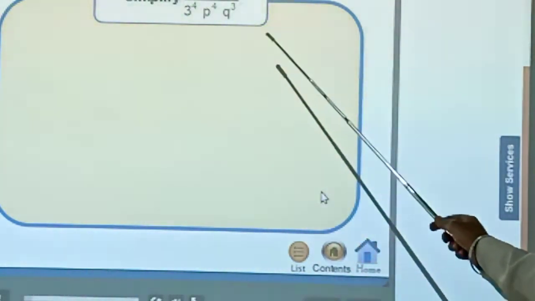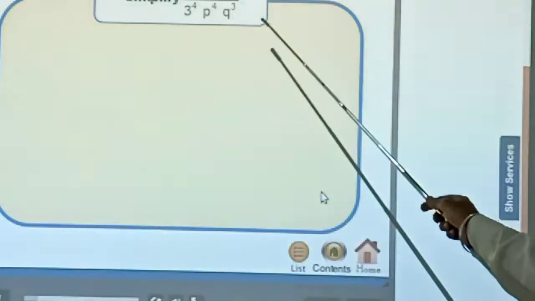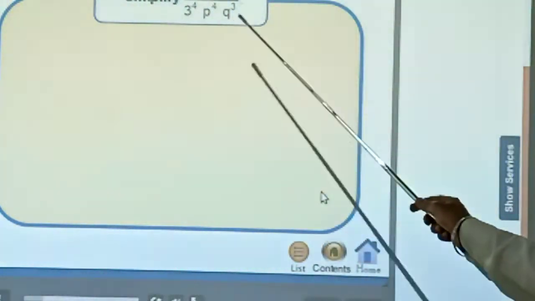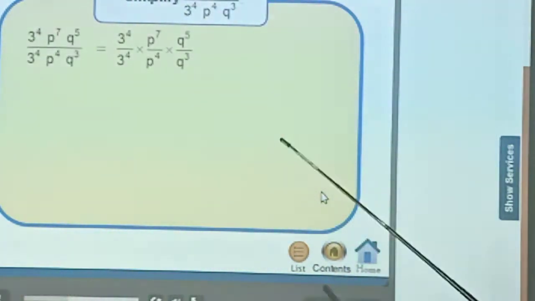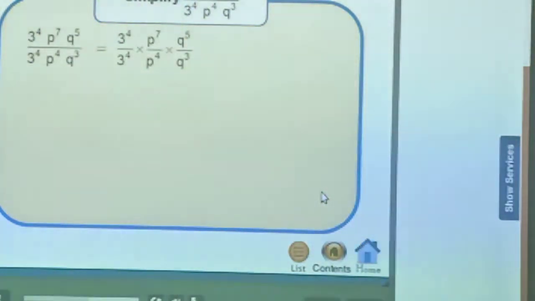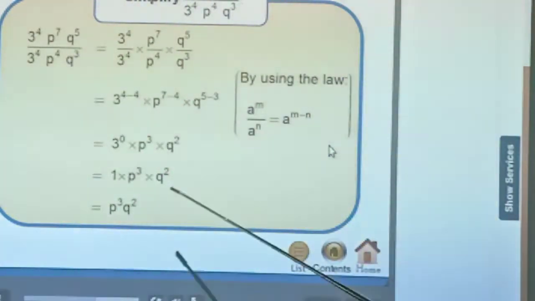3 raised to the power 4, p raised to the power 7, q raised to the power 5 upon 3 raised to the power 4, p raised to the power 4 and q raised to the power 3. Here clearly we can see that 3 raised to the power 4 will get cancelled with each other and we are left with p raised to the power 7 minus 4, meaning p raised to the power 3, and q raised to the power 5 minus 3, which is 2. So p raised to the power 3 and q raised to the power 2.